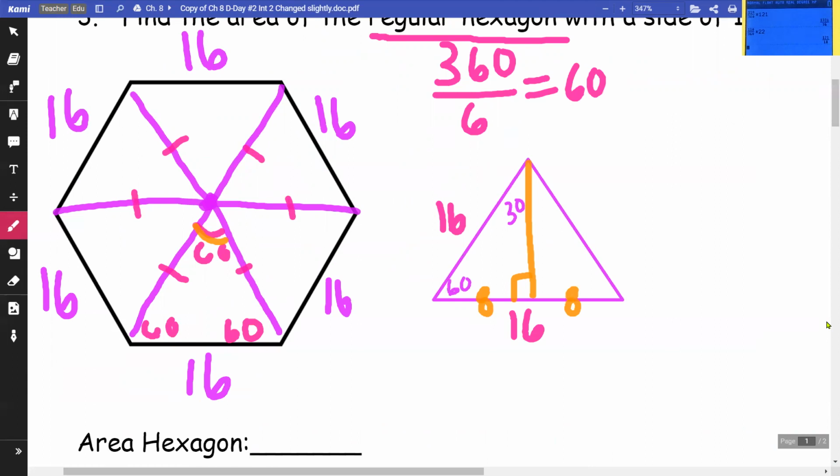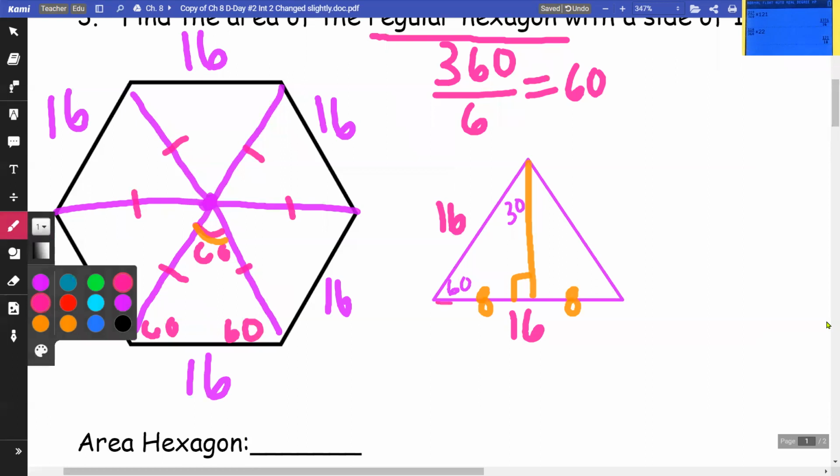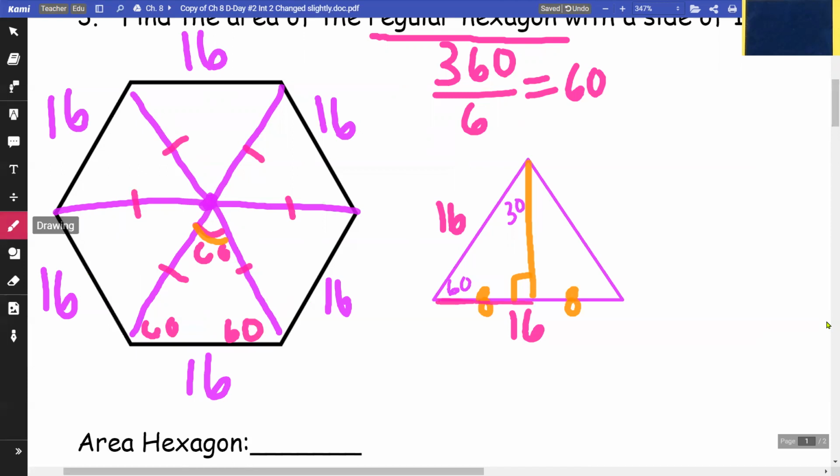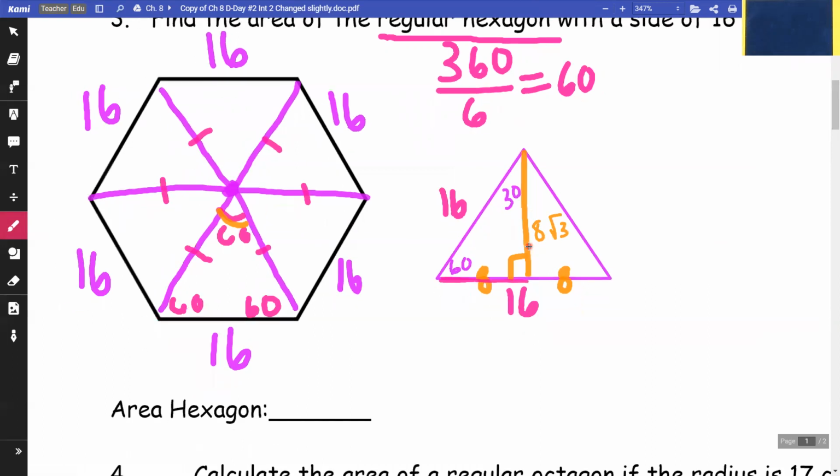And so I have a 30, 60, 90. So I am going to take this length here, which is 8. And I know that for a 30, 60, 90, the side across from my 30, which is 8, to find the one across from my 60, it's going to be that times root 3. So that's an 8 root 3.